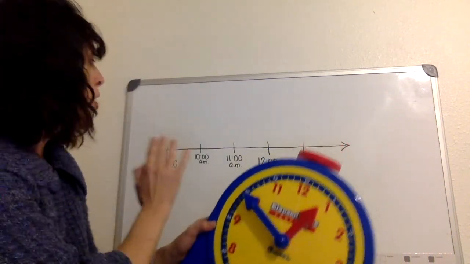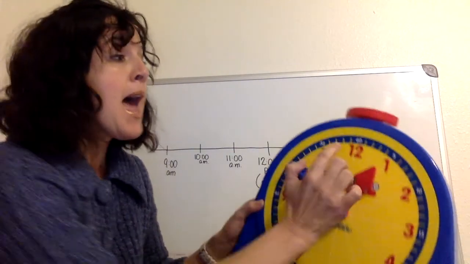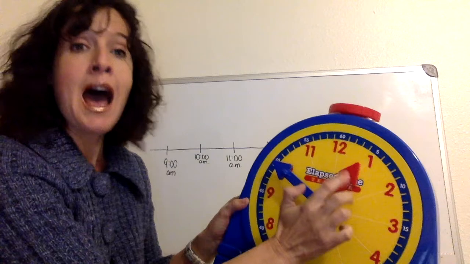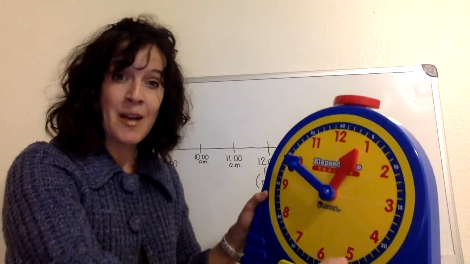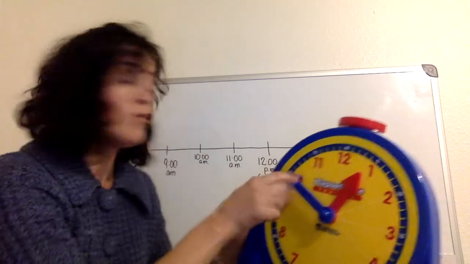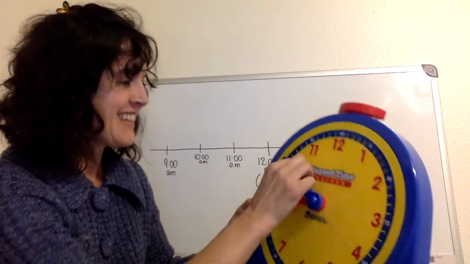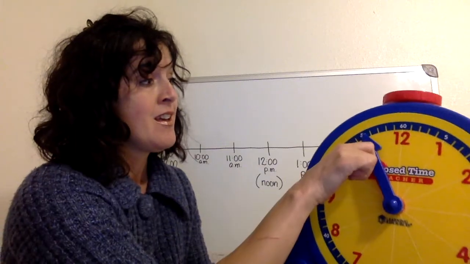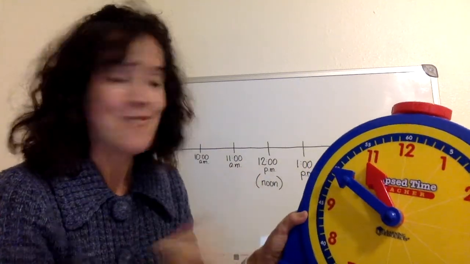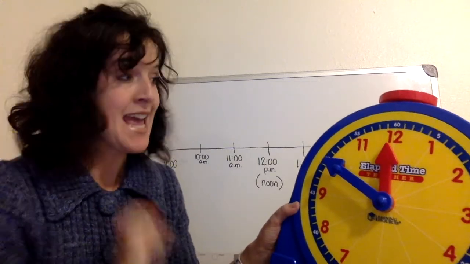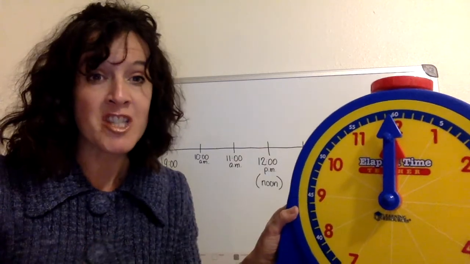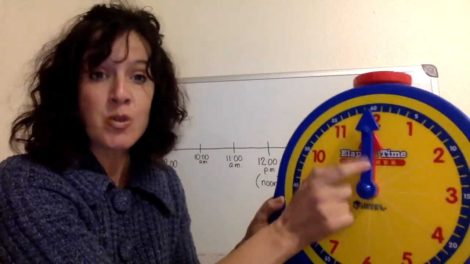Oh, but wait. We were at AM. Every time you pass the 12 in the clock with your hour hand, you're either going from AM to PM or PM to AM. So let's go back for a second. We were at 8:50, and this was 8:50 AM. There's 9:50 AM. There is 10:50 AM. There's 11:50 AM. Once you hit that 12, you have just crossed into the PM territory. So now it is 12 o'clock PM.